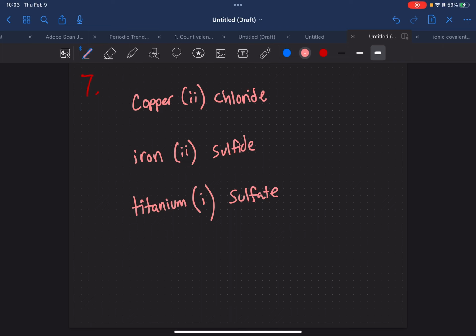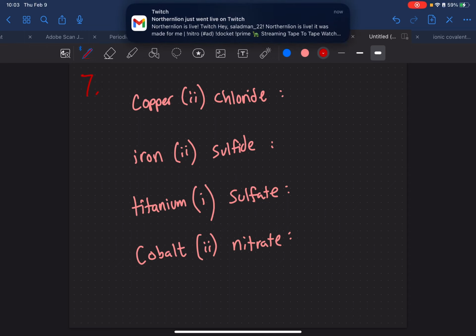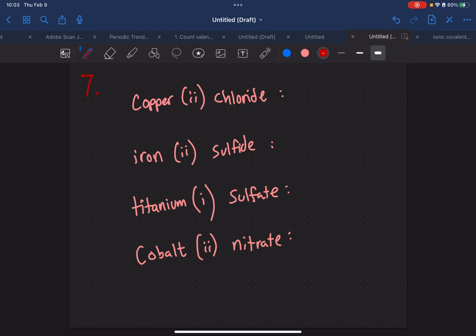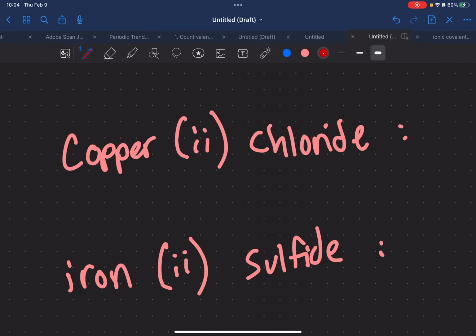Let's do cobalt 2 nitrate. Let's try those. Copper 2 chloride, iron 2 sulfide, titanium 1 sulfate, and cobalt 2 nitrate. Pause the video here and give these a shot. Okay, so if that was difficult for you to do, it's probably because you didn't take notes on this, or you haven't done any practice at all. So allow me to remind you of how to do this.